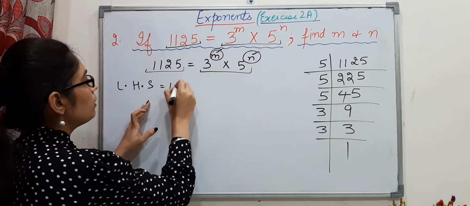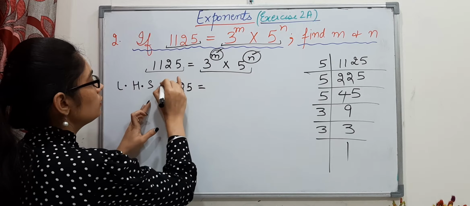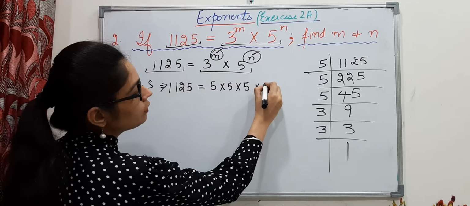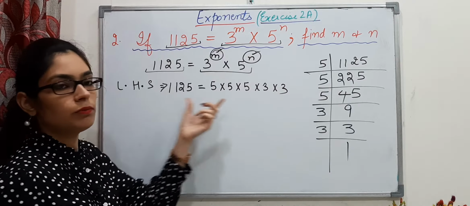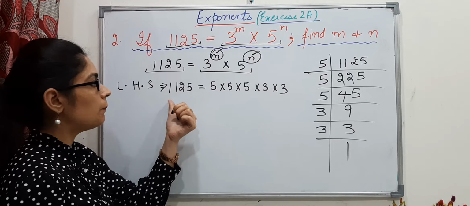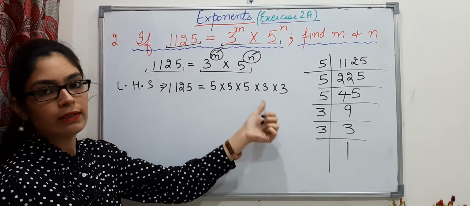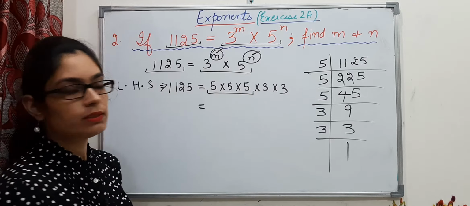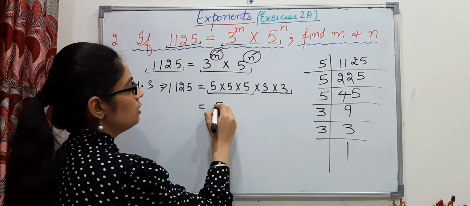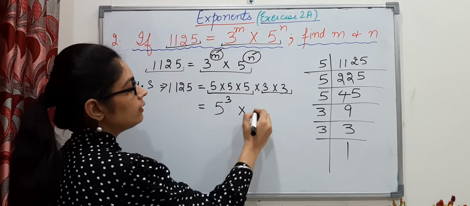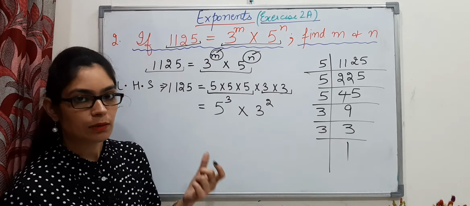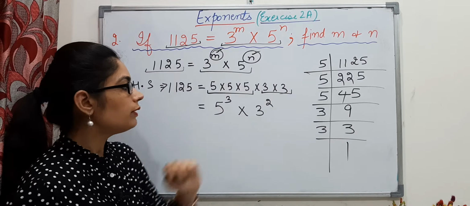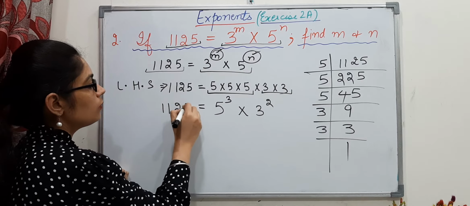So we can write 1125 is equal to 5 into 5 into 5 into 3 into 3. That's what we have just now found. So this number is equal to 5 into 5 into 5 into 3 into 3. So 5 three times. Both of these numbers we can write in exponential form. So 5 to the power 3 and 3 to the power 2, because 5 is getting multiplied 3 times and 3 is getting multiplied by itself 2 times. So this number is equal to this.